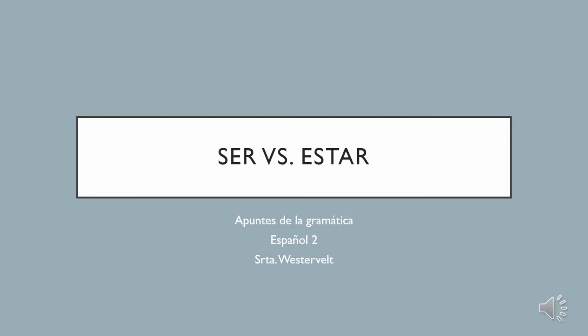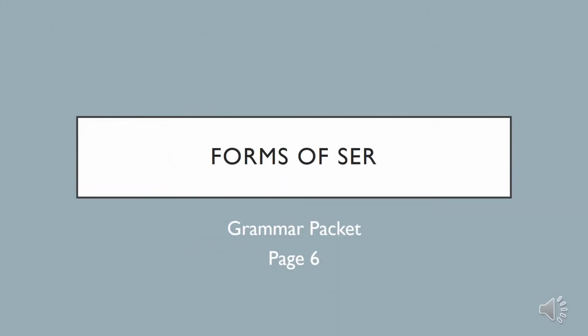In this section of notes, we're going to talk about the differences between ser and estar. They both mean to be, but they're going to be used in different situations. So we're going to start with the forms of ser, and we're going to look at these in the present, preterite, future, and imperfect tenses.